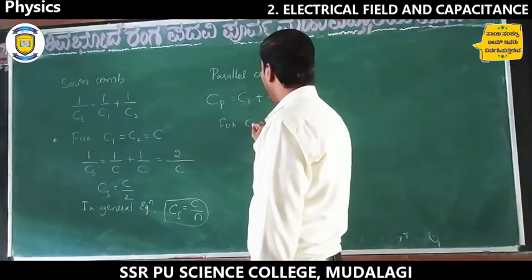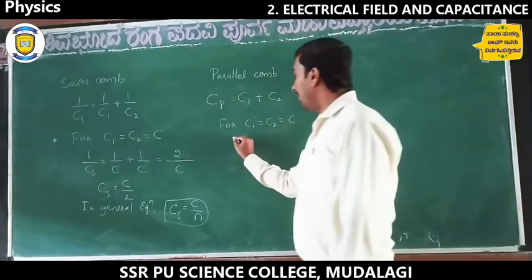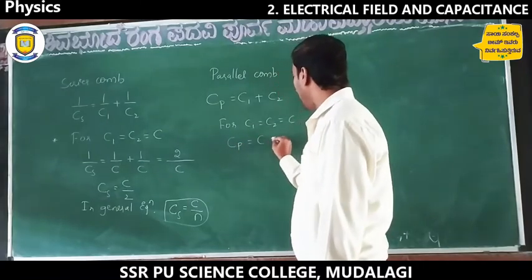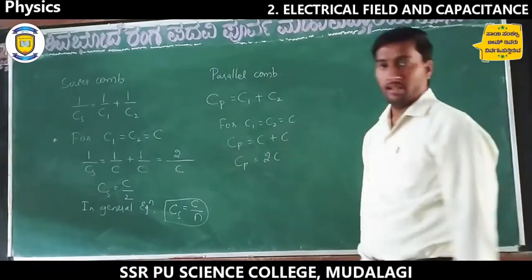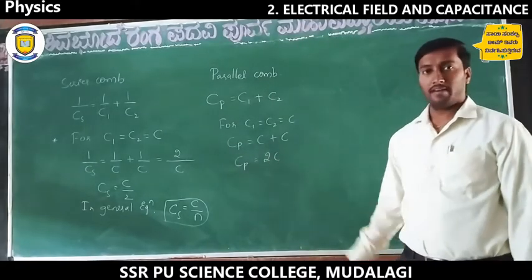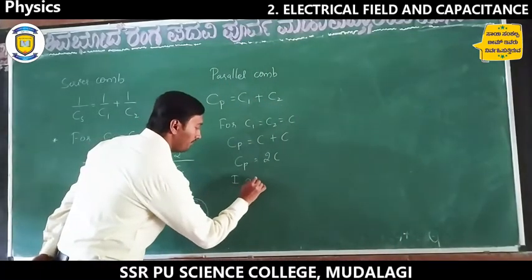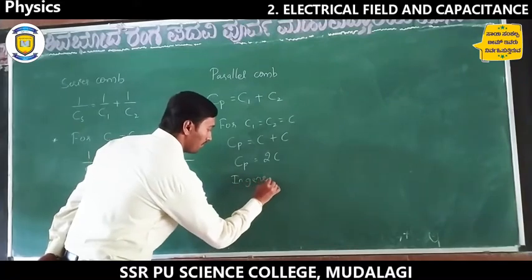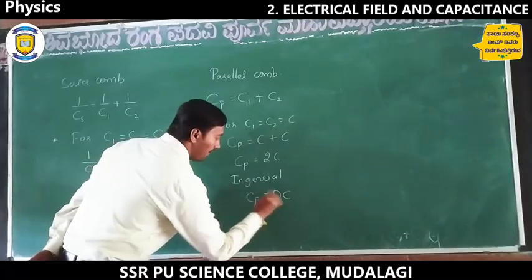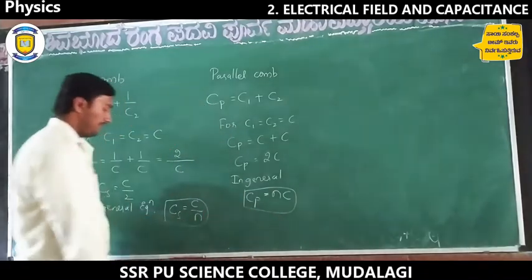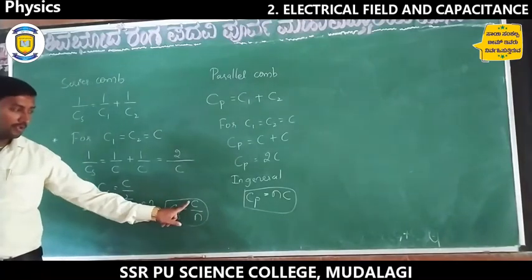ಇದೇ ರೀತಿಯಾಗಿ ಇಲ್ಲಿ ನಾವು ಏನು ಬರ್ಕೋಬಹುದು ಅಂದ್ರೆ, for C1 equal to C2 equal to C ಇಲ್ಲಿ ತಗೊಂಡ್ರೆ ಏನಾಗ್ತದೆ, that is Cp is equal to C plus C, that is Cp is equal to 2C. ಗೊತ್ತಾಯ್ತಾ? ಸೊ ಇಲ್ಲಿ C plus C ಅಂದ್ರೆ 2C ಆಗ್ತದೆ. In general equation, for n capacitors Cp is equal to n into C, that is n is the number of capacitors. So same here, the effective capacitance Cs equal to C by n ಆಗ್ತದೆ.